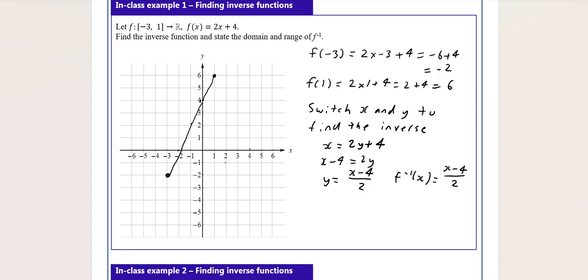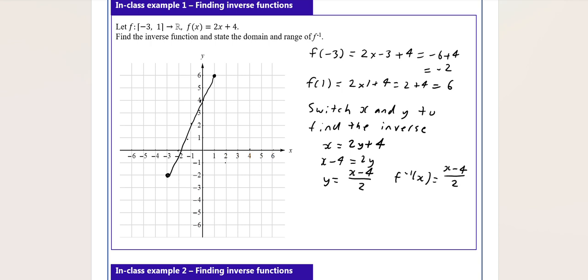Now, I found my inverse function in terms of its rule. I also need the domain and the range of my inverse function. In order to get my inverse function's domain and range, I might want to draw it. I could try putting some x numbers into here in order to get some y coordinates and plot those coordinates. What I'm going to do instead is I'm going to cheat.